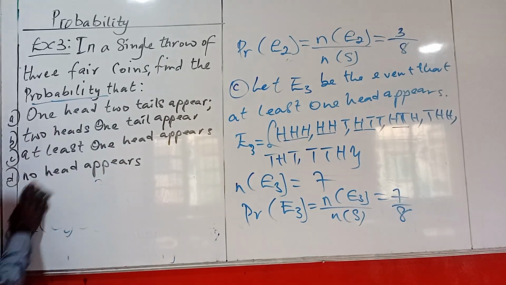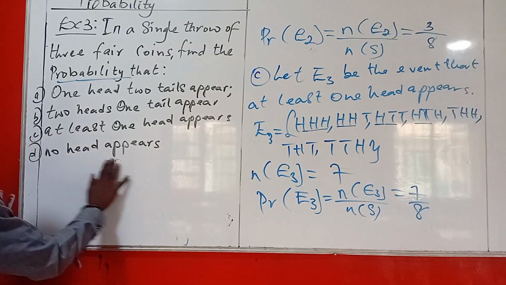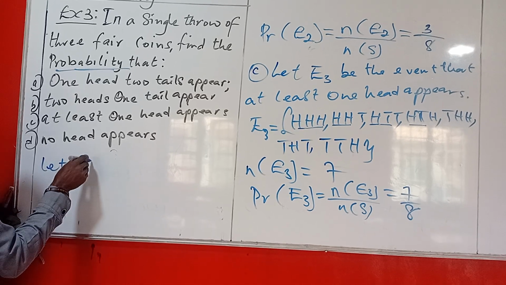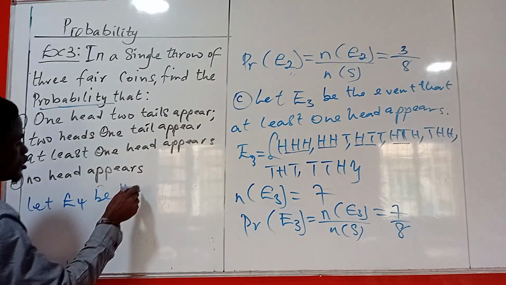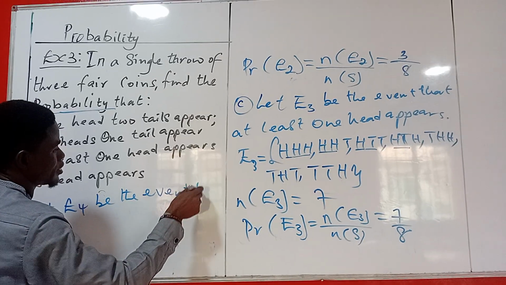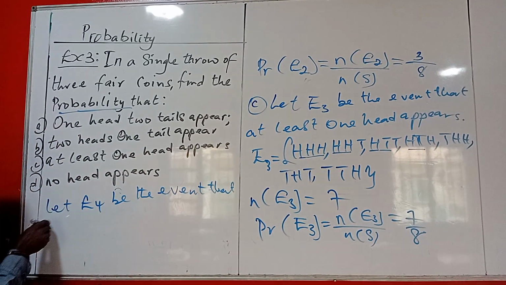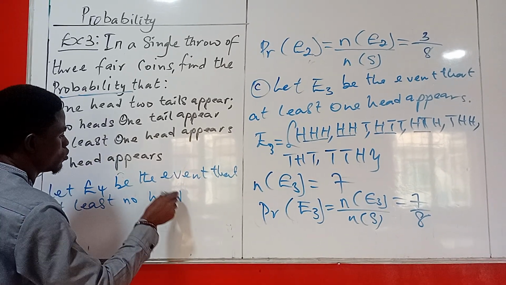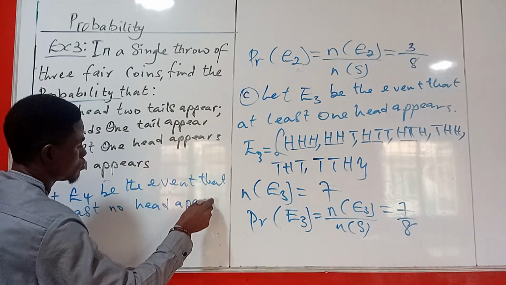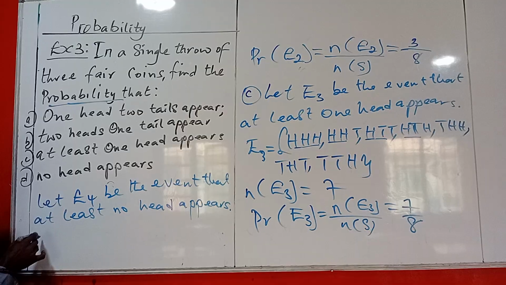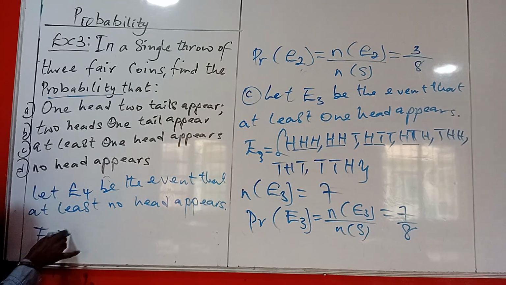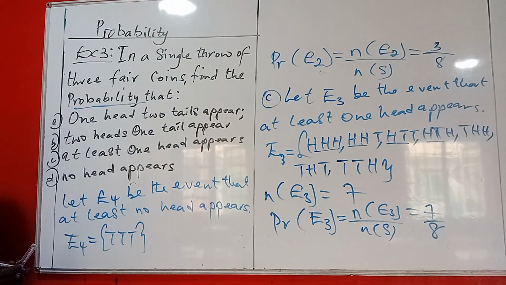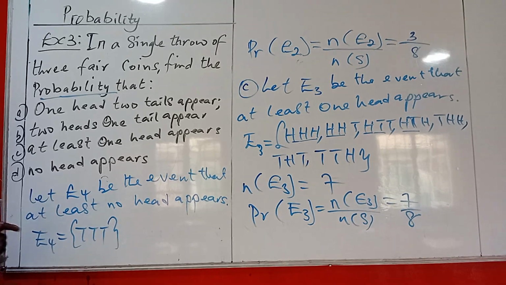Not the least. We have to calculate no egg appears. So in that case, let E4 be the event that no egg appears. So we are going to have E4, no egg appears. That is, we only have T. We only have TTT.